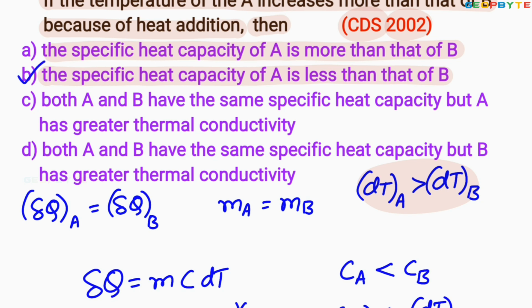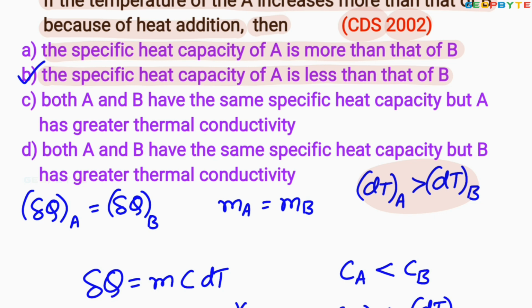Because of the low specific heat in A, the temperature rise in A is more than that of B. Option B is absolutely correct. I hope all of you are clearly following. These are all very important questions.